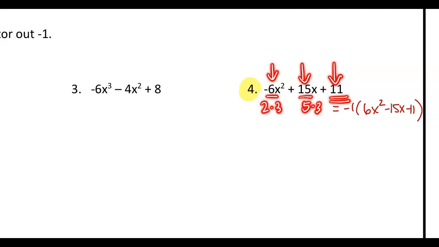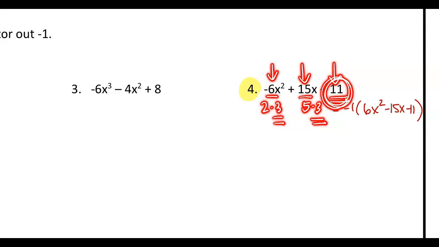Prime means that 11 is only divisible by 1 and itself. So unfortunately, remember that good idea I had about factoring out a 3 from each term? Since this 11 doesn't have a multiple of 3, so it's not like 3 times something to give me 11, I can't use 3. And don't say, oh, Miss Tapia, we can use a fraction.